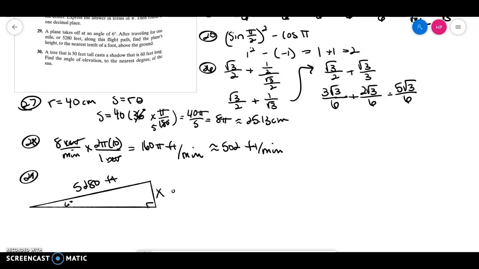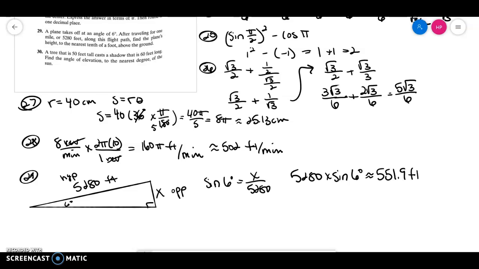My 6 degrees, the x is opposite from it, and the 5,280 is my hypotenuse. I don't care about the distance along the ground, which would be my adjacent side. Opposite over hypotenuse would be the sine of 6 degrees equals x over 5,280. So if I multiply 5,280 by the sine of 6 degrees, again, making sure that my calculator is in degrees, to the nearest tenth of a foot, it is 551.9 feet above the ground after 1 mile.